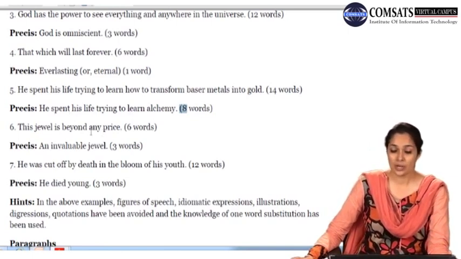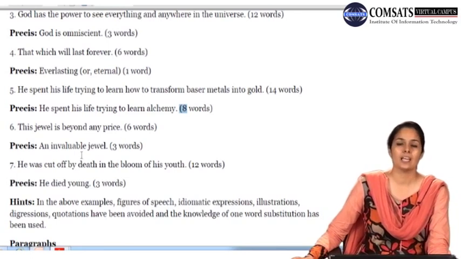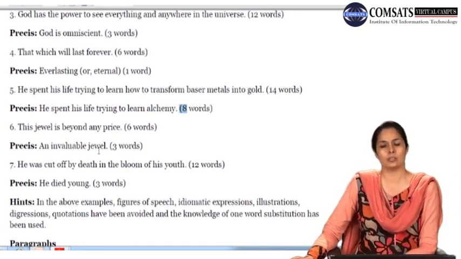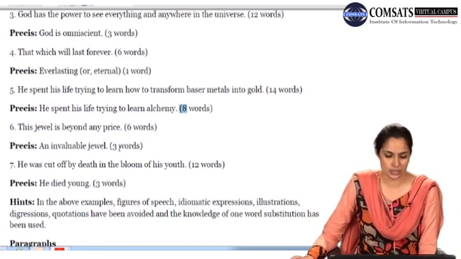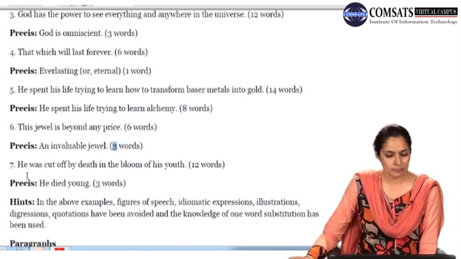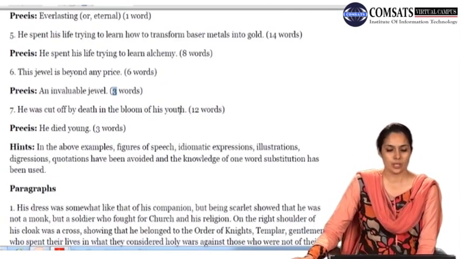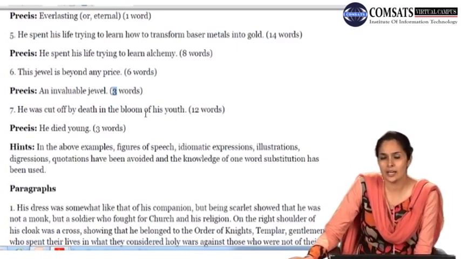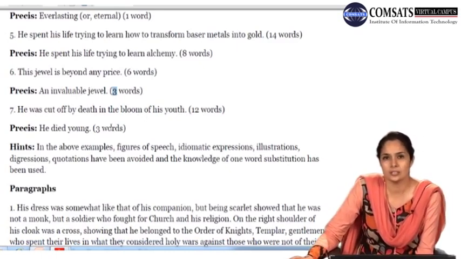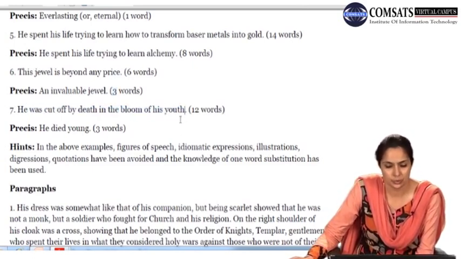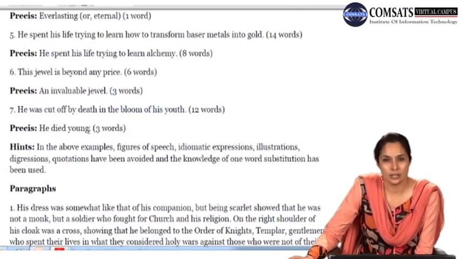This jewel is beyond any price, an invaluable jewel. This is an invaluable jewel भी हो सकता है. This an invaluable jewel. 6 को हमने 3 words में change कर दिया. Number 7, he was cut off by death in the bloom of his youth. Cut off by death, that means he died. He died young. That's it. Why do we have to say all this lofty expression, using this lofty expression? So we say he died young.